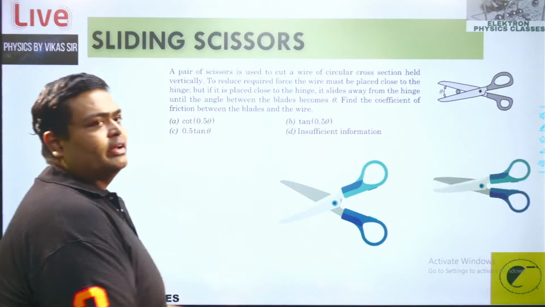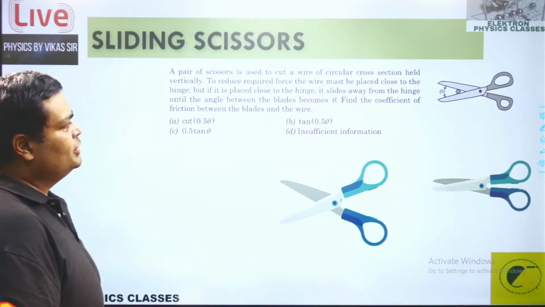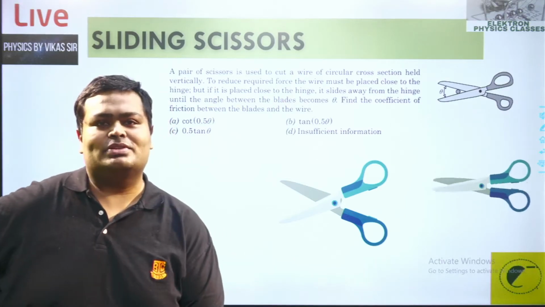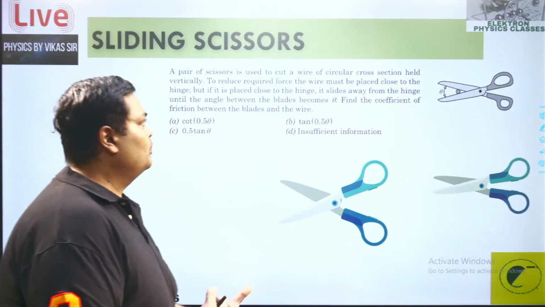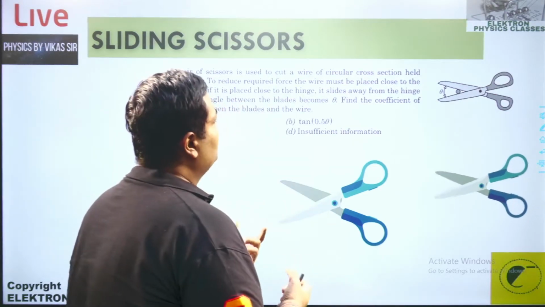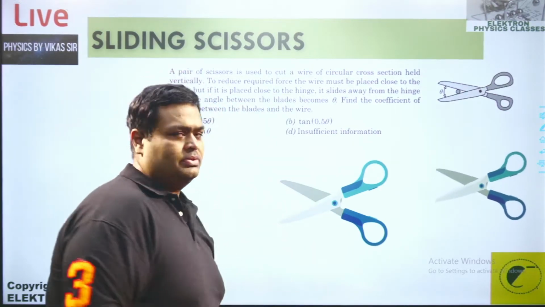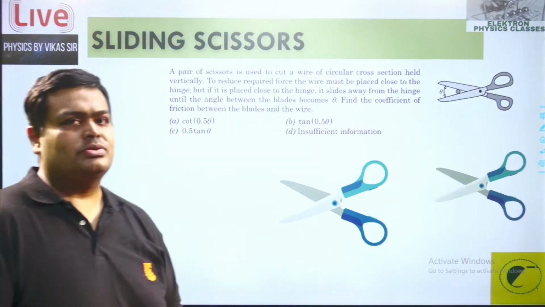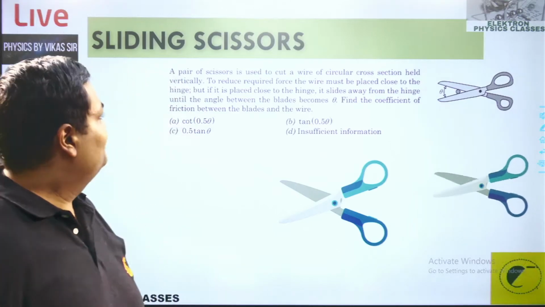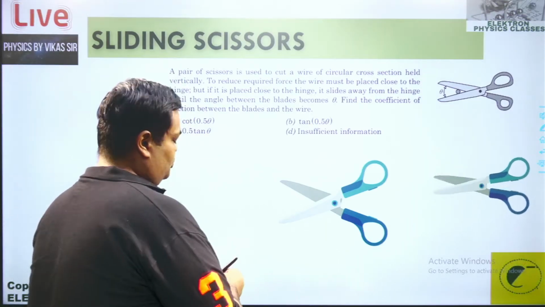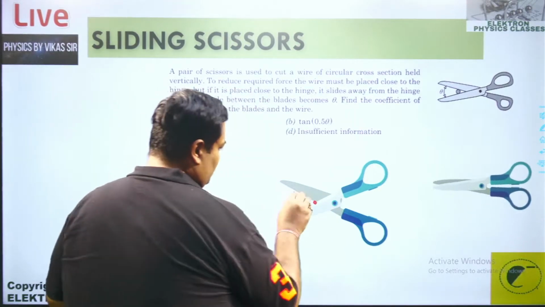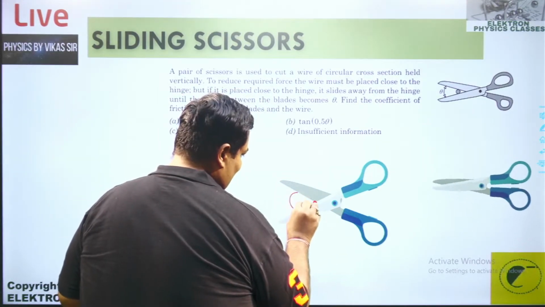Let's read the question carefully. It says there is a pair of scissors used to cut a wire of circular cross section. I did not cut the wire because that was an expensive cable. You can cut the wire at your home. And it was held vertically. To reduce the required force, the wire must be placed close to the hinge. So we are saving our force. So where is the hinge, my friends? That's the hinge. It is supposed to be placed close to this hinge.